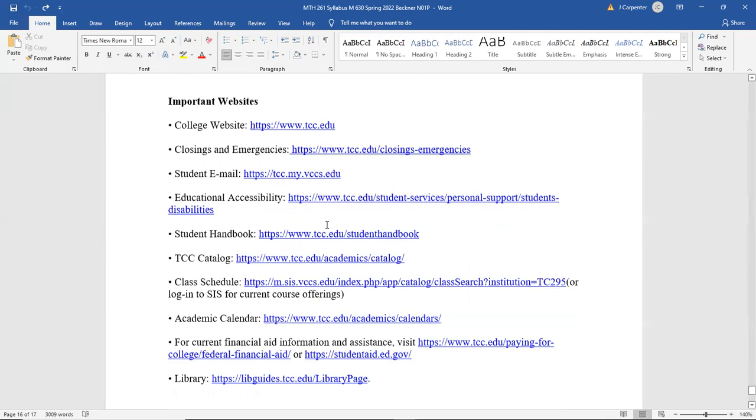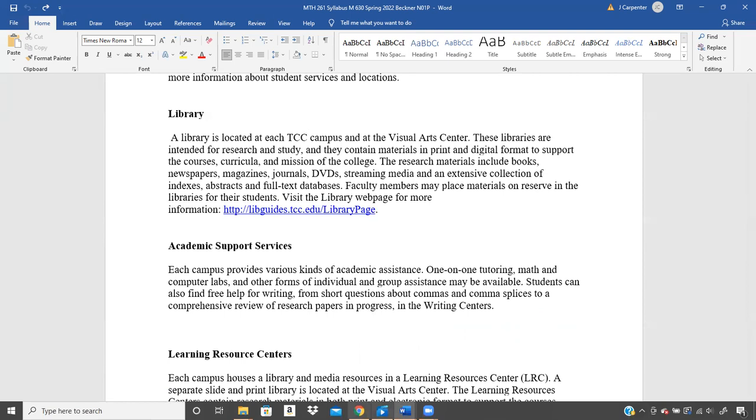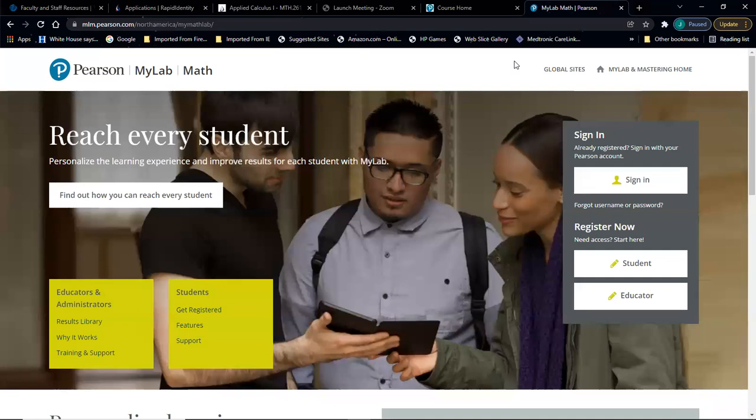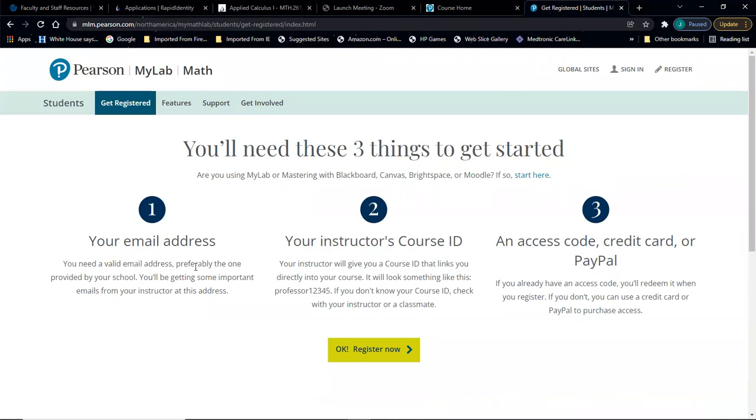Okay, so let's talk about MyMathLab. How do you enroll in MyMathLab? Go to mymathlab.com. If you already have an account, you can sign in and then enroll that way. But even if you do have an account, you can just go ahead and click register now as a student. It tells you you'll need your email address. We prefer your VCCS email address, but you can use your Gmail if you like.